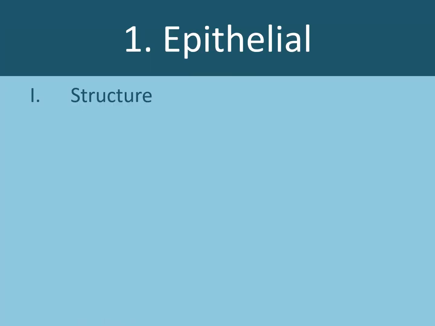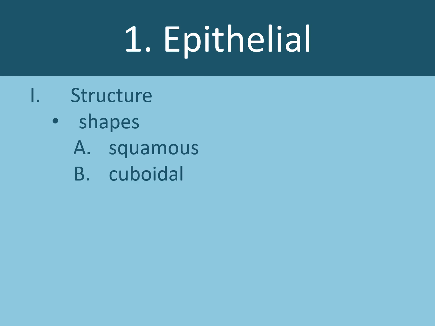Epithelial cells come in 4 different shapes. These are squamous or flat, cuboidal cube-shaped, columnar long and tall, and transitional. The shape can change.